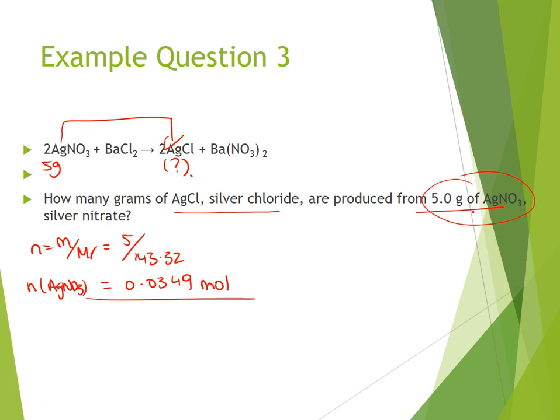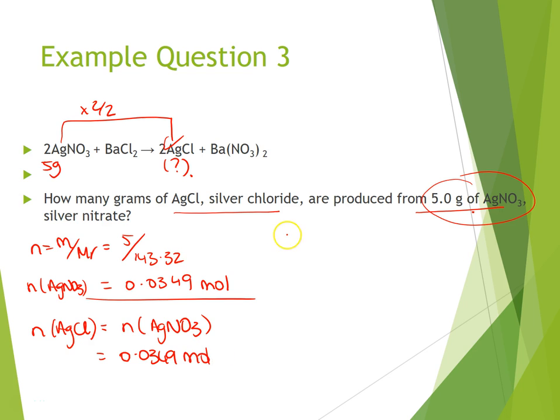Just looking at this here, if I'm going to multiply by 2/2, they're both 2, so it's a 1:1 ratio. So my n of AgCl is going to be equal to my n of AgNO3, which is 0.0349 mole.